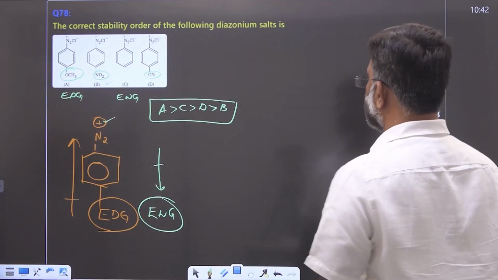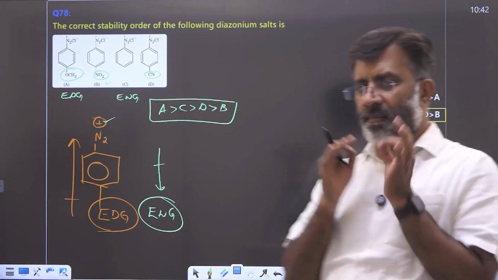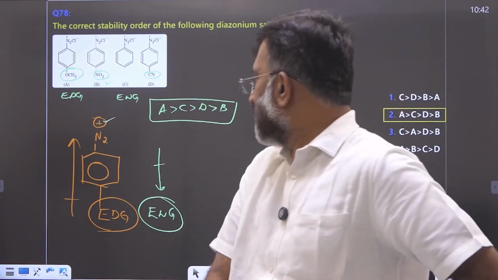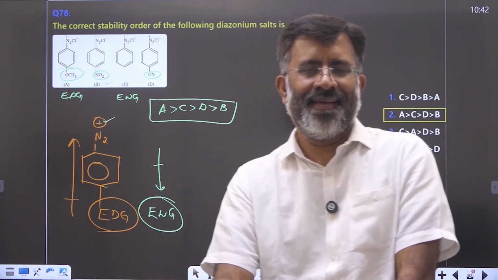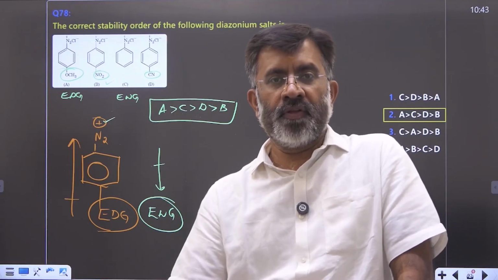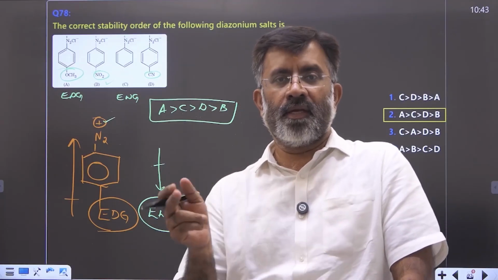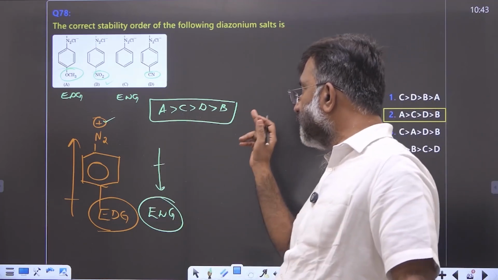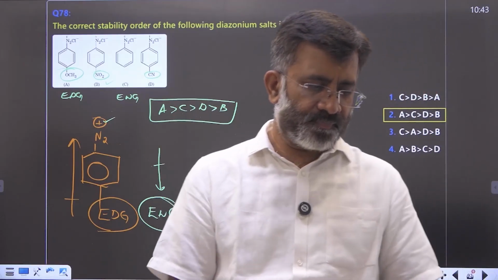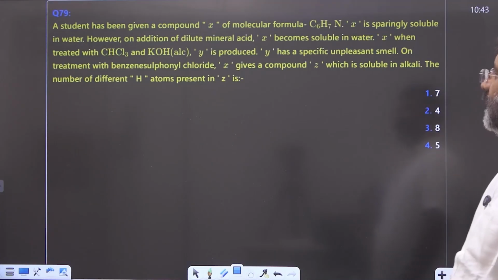Option ACDB, option 2, will be the correct answer. Right? A is maximum because the alkoxy group is an electron donating group. After that it is C because no group is present. And after that it will be B and D because they have electron withdrawing groups, of which the nitro group is highly electron withdrawing compared to the CN group. So with the CN group, compound D will be next and last will be B. Right? That is the choice. Clear? Fine. Next question, 79.